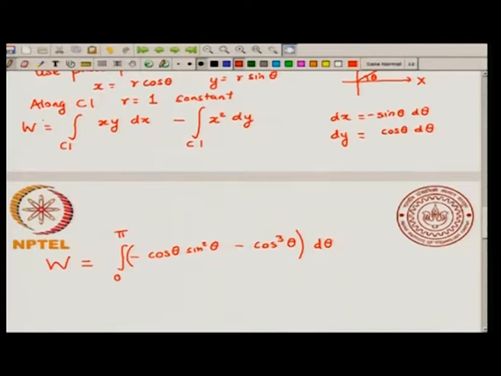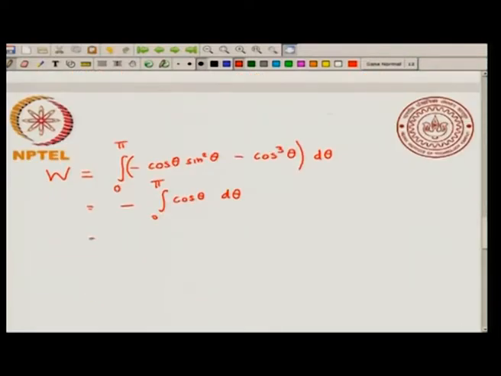And you can simplify this. In this case, if I take cos theta outside, then I get sin square theta plus cos square theta. So, I get minus integral 0 to pi cos theta d theta. So, what is this value equal to? The integral of cos theta is sin theta. So, minus sin theta from 0 to pi, and this is equal to 0. So, the work done is actually 0.